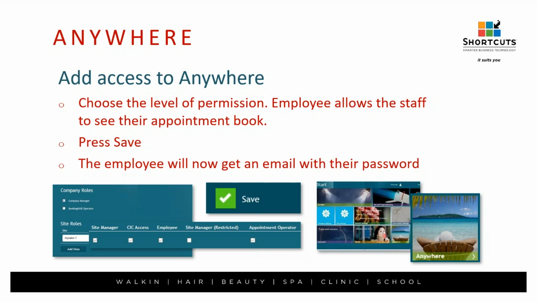And once you choose their email, at the bottom of the screen, there's going to be what roles or what permissions should they have. So there's different levels of access. Starting from left to right: site manager, CIC access, employee, site manager restricted, and appointment operator.